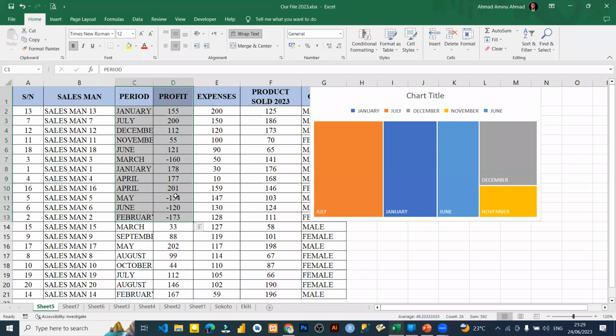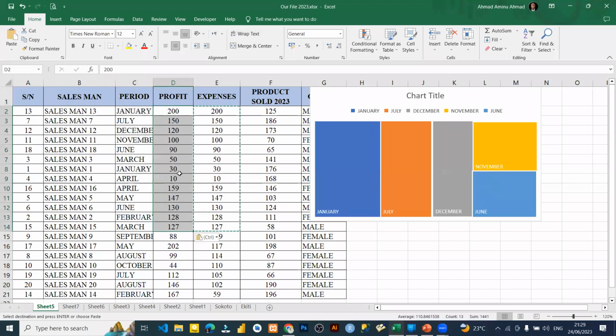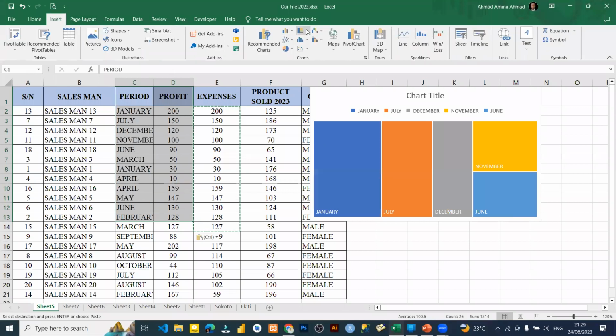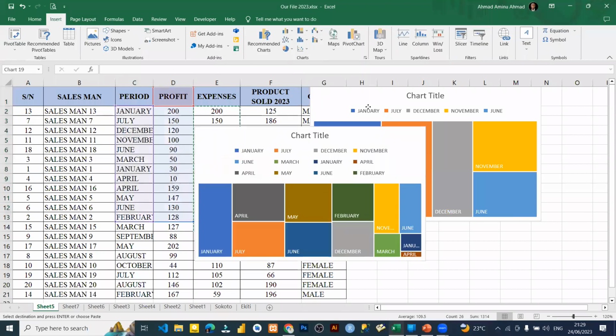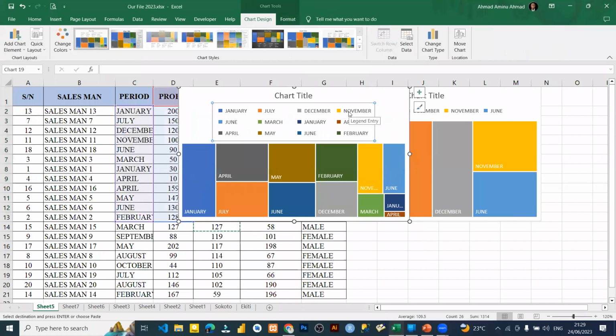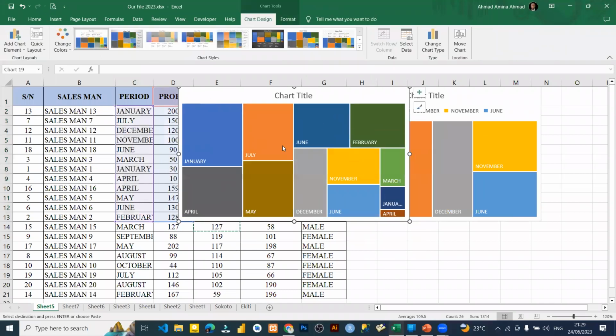Let me copy this and paste it here so that we will not have negatives. Let me just do it again and put it. Just click here, you will see tree map. Just click on it. You see, this is how the tree map will look like. I can get rid of this because I don't need it. This is how it looks like.